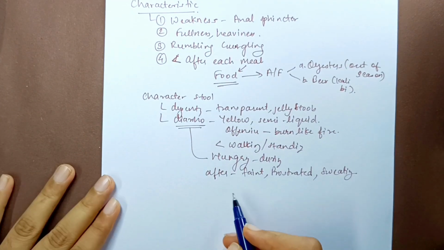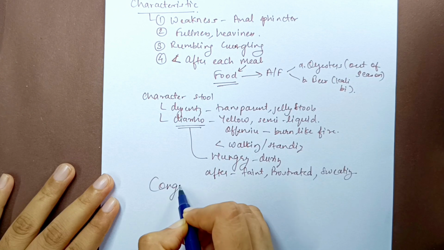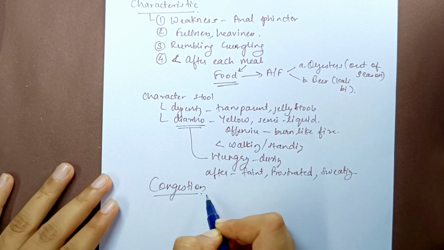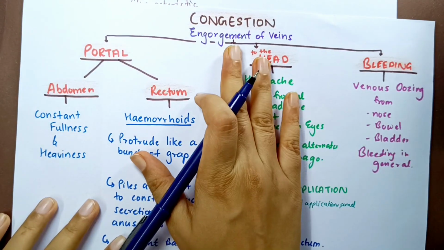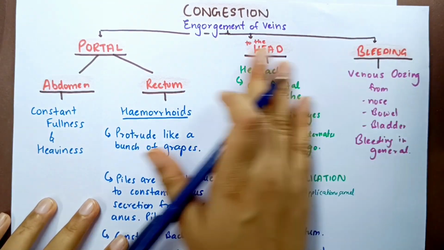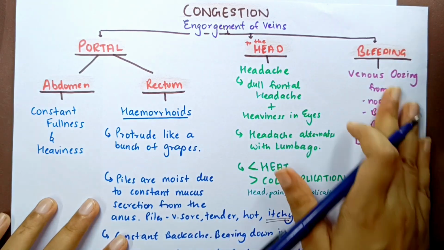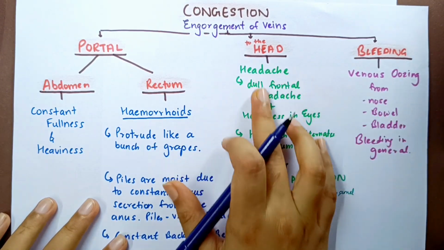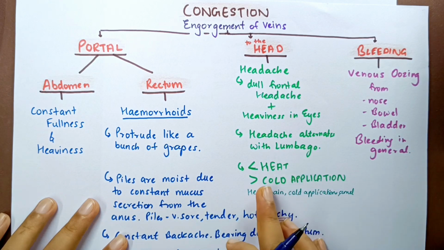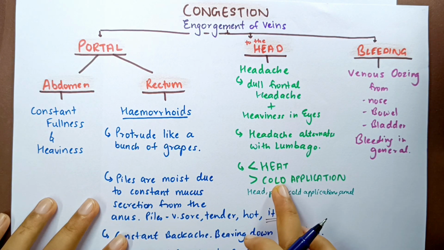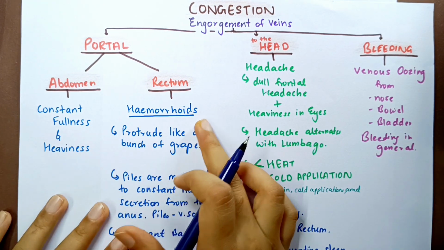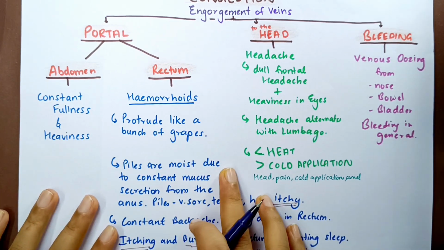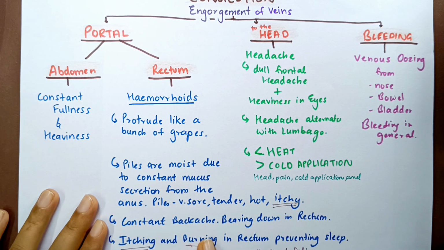Then we went on to talk about a very important point related to aloe, which was the congestion that we see. Let's just go through the chart once. So what happened in congestion? There was engorgement of veins which affected the portal system, head, and bleeding all over the body. Since venous oozing was there, headache also was there, which was alternating with lumbago, aggravated by heat and relieved by cold application. We also saw how this runs through the whole remedy aloe. In abdomen, there is constant fullness and heaviness. In rectum, we see hemorrhoids which protrude like a bunch of grapes. Piles are moist due to constant mucus secretion, and there's itching and burning.